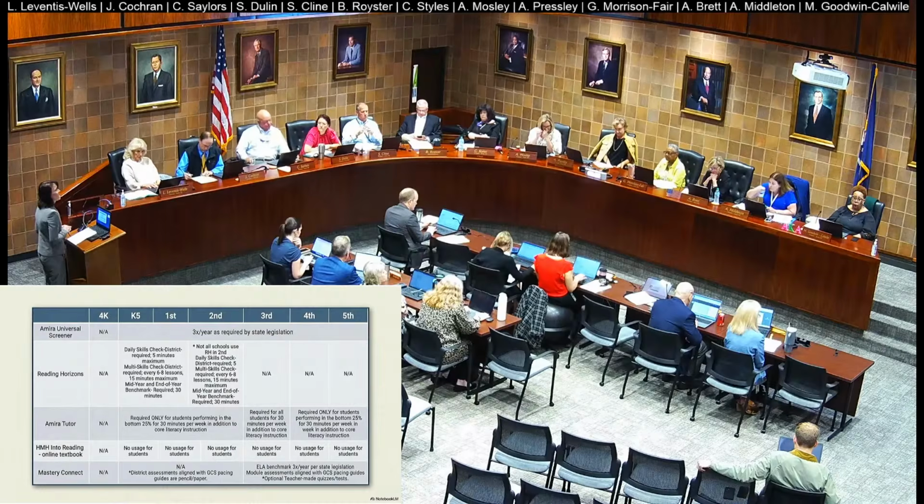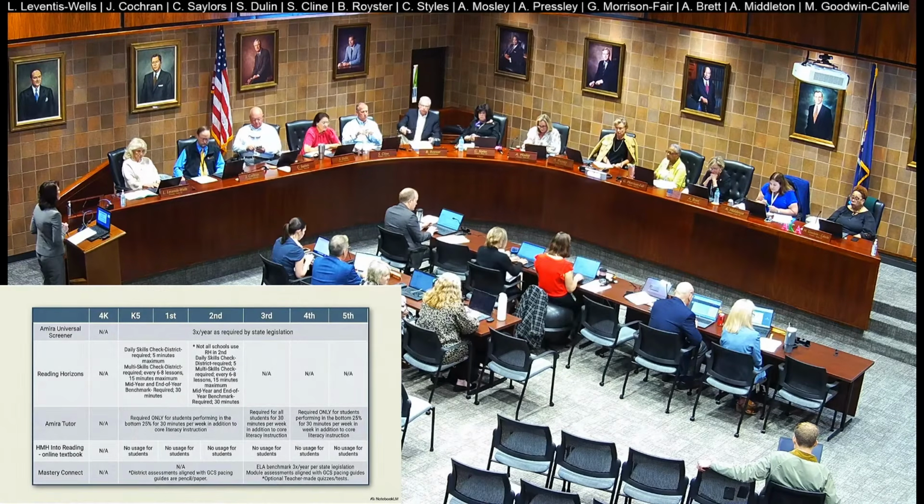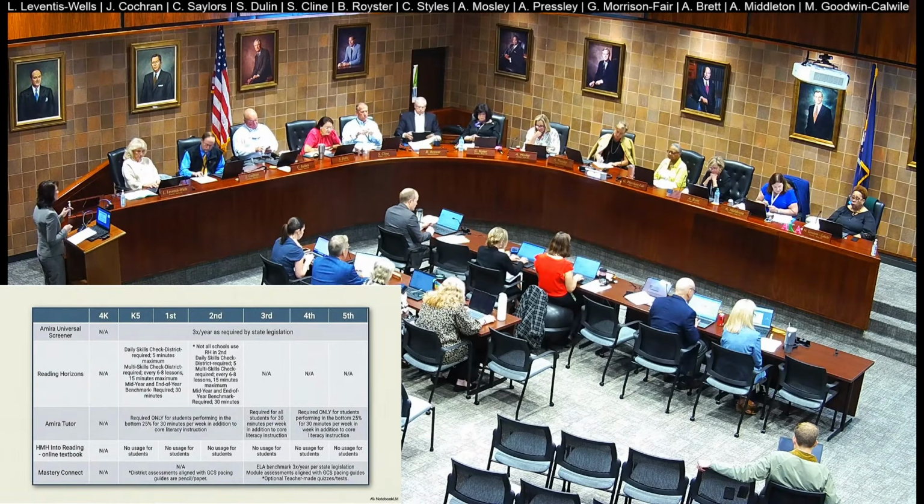In kindergarten, we have a daily skills check as part of our Reading Horizons. That is a small component of the phonics instruction that students receive through the day, and that is a quick check. It's part of the fidelity of that program. And again, that is what we worked with a group of teachers to be able to organize the logistics for their small group rotation so that students could complete that quick check.